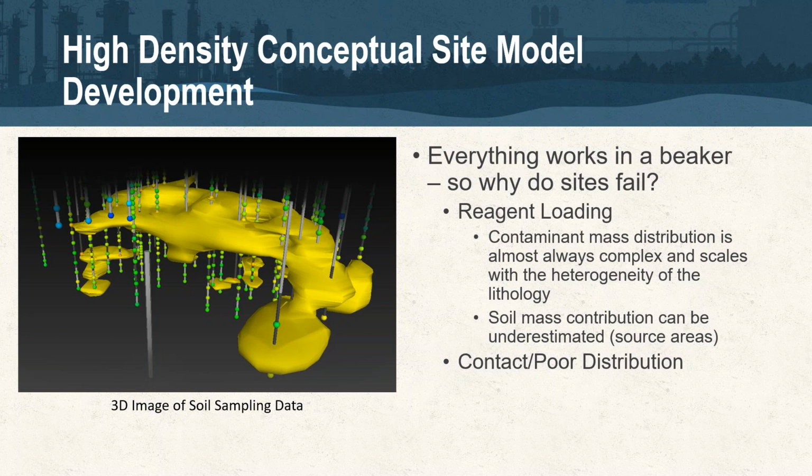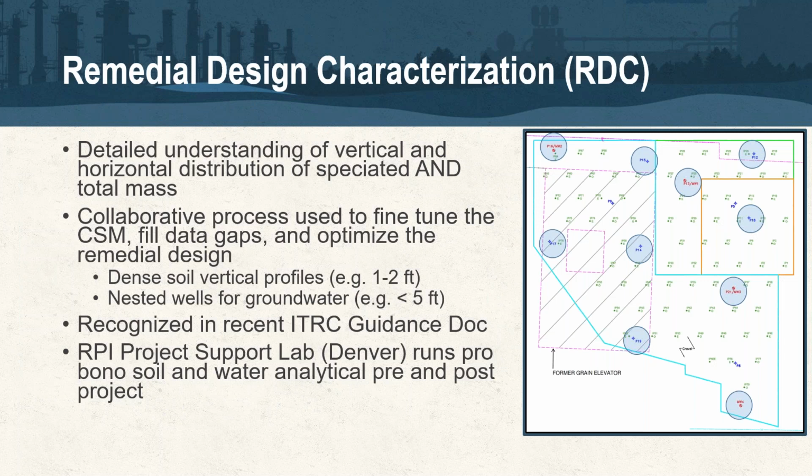So this image that you see on the left there is an image that a client of ours generated. Each of those spheres is a soil sample. So they're generating 3D images like you would see with, say, a high-res technology like the MIP or the LIF, but we're actually generating these types of quantitative models using soil data. So we call that process the RDC, or the remedial design characterization.